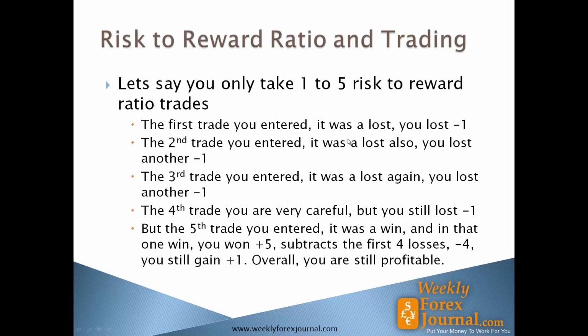Obviously, with our method, you're not going to get so many losses. The most you get is probably a second loss or a third loss, but the fourth one, the fifth one, you're winners. So the fourth one and the fifth one, that's +10, each with a 1 to 5 risk to reward ratio. +10, minus the first 3 losses, that's -3. You still get +7. If you risk 2% per trade, 7 times 2%, that's 14%. So in 5 trades, you just made 14%. That's pretty good, right? That's pretty good.